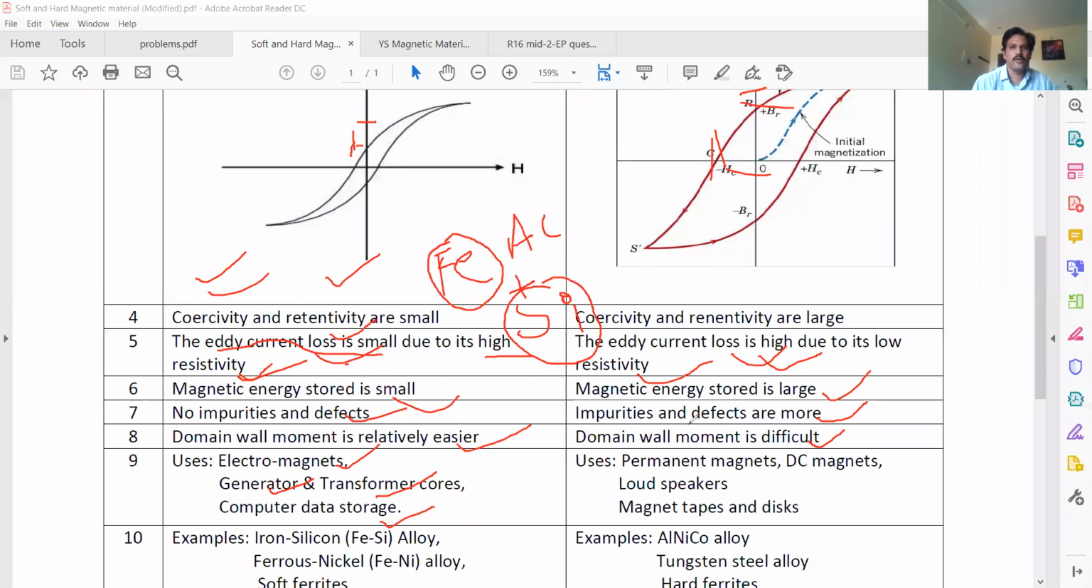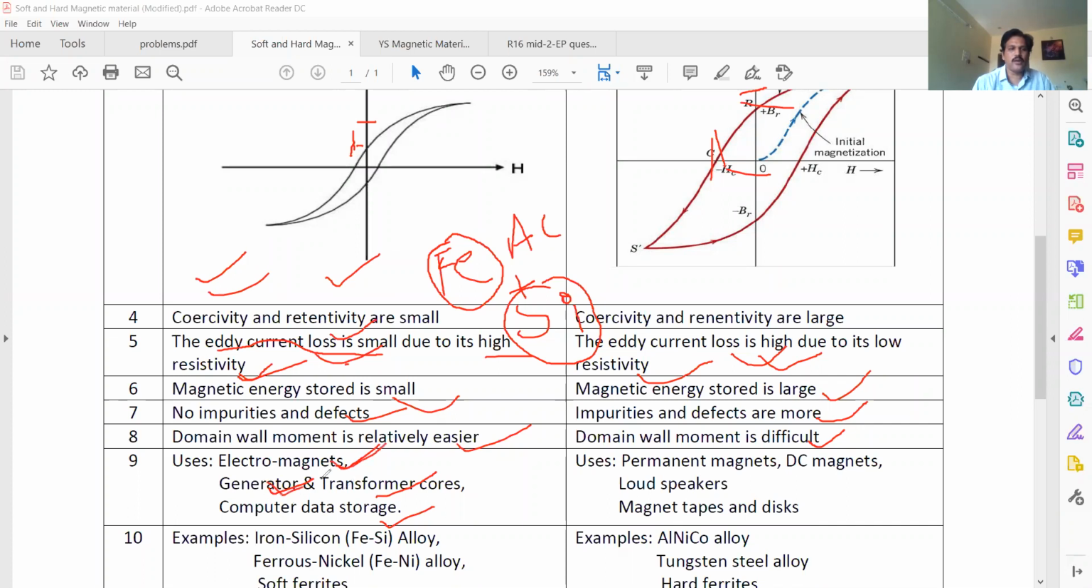That's your memory, your memory card. It is a computer storage device. It is made of soft iron, soft ferrite. Computer data storage means memory cards in your computer. So there we use the soft magnetic materials.